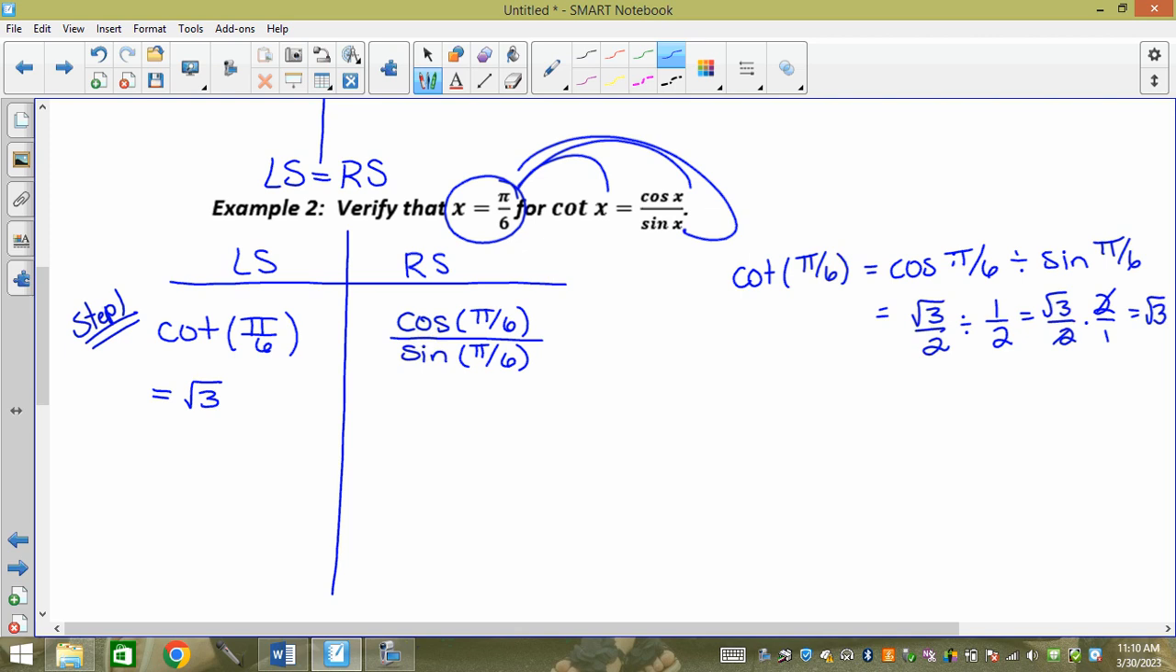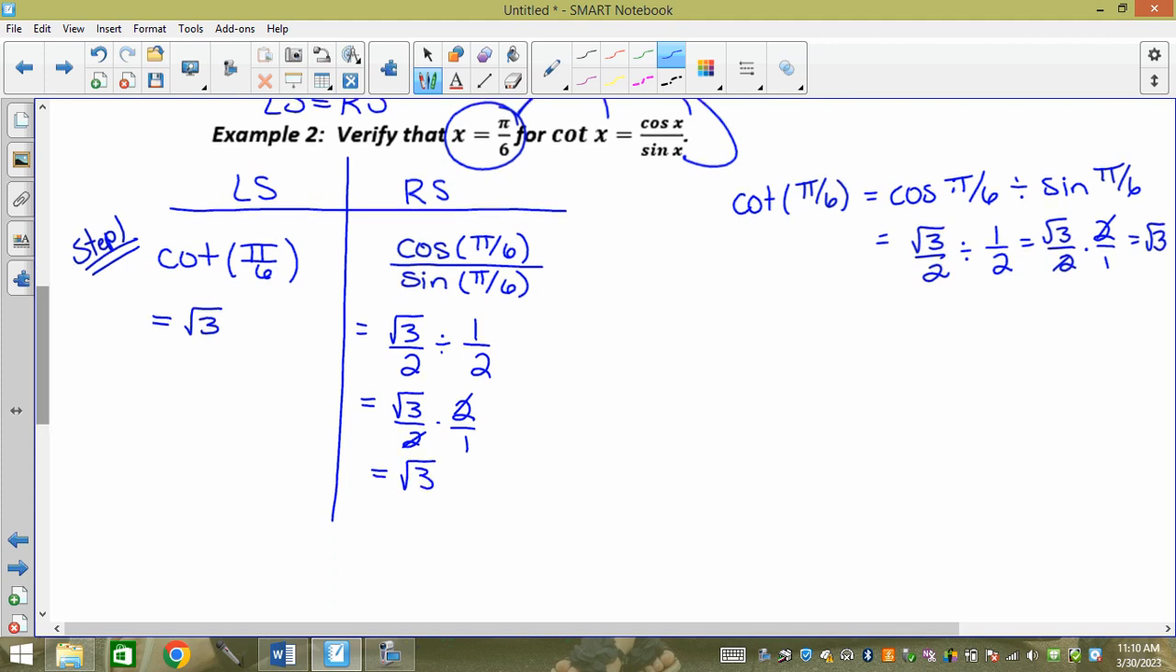The next one I have to physically show basically the work I showed off to the side. I now have to go cos of pi over 6, which is root 3 over 2, divided by sine of pi over 6, which is a half. Now I'm actually showing that math over here. Then I go equal to root 3 over 2 times 2 over 1. They cancel and I get root 3. Then I say LS equals RS.